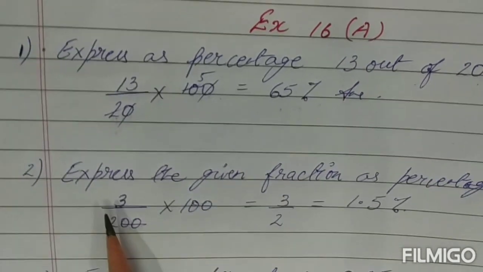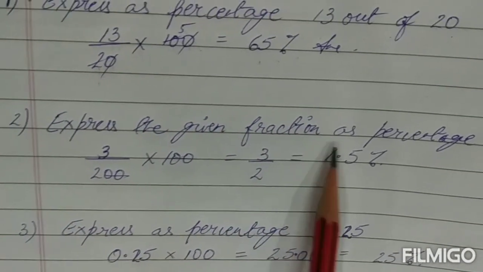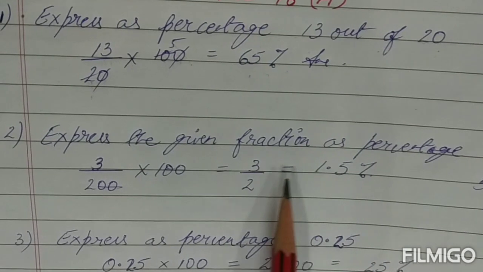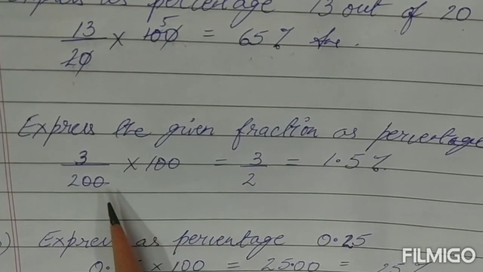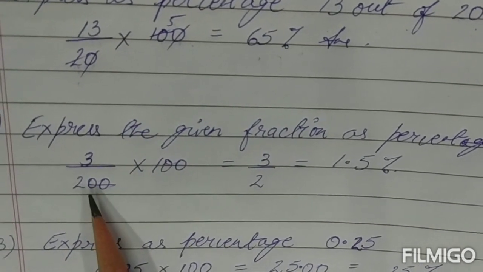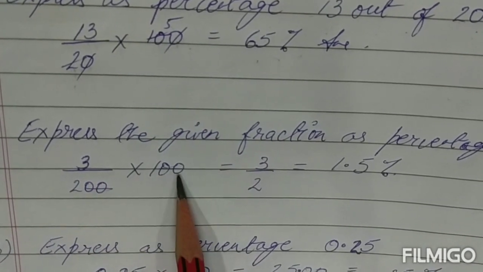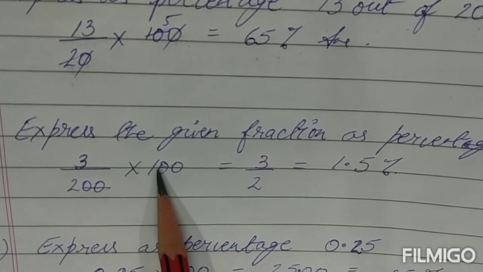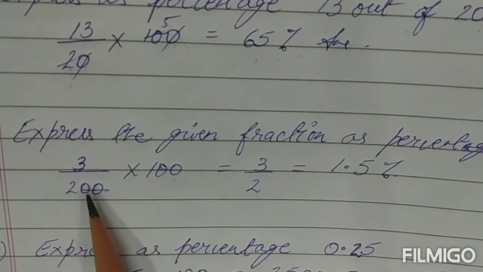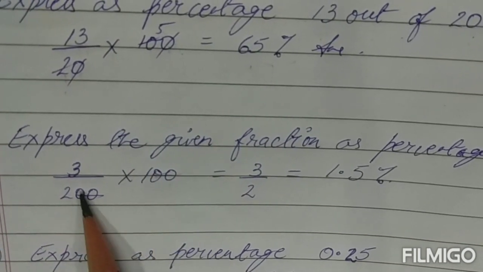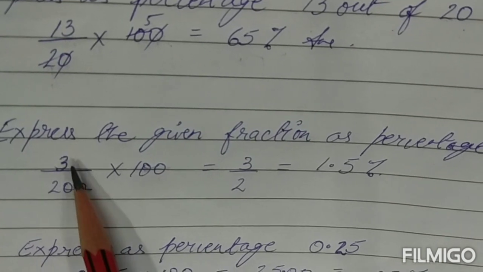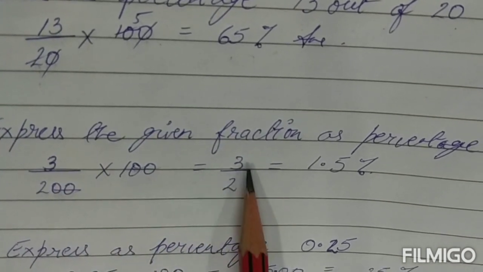Question number 2. Express the given fraction as percentage. A set of fractions are given and you have to convert it into percentage. Again, to make it into percent, children, I will write the fraction and I will again multiply it by 100. Now this time my numerator and denominator has 2 zeros. So I will cut both the zeros from both the places. And then I get 3 upon 2, what is left?